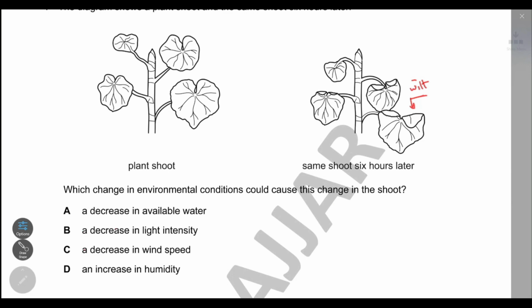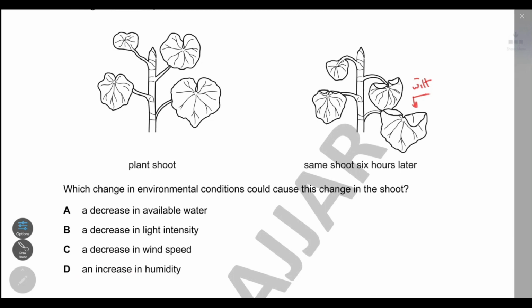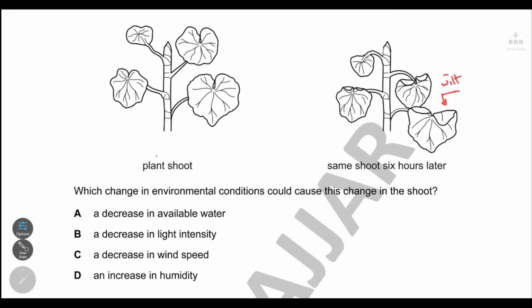If you look here: A, a decrease in the availability of water. B, a decrease in light intensity. C, a decrease in wind speed. D, an increase in humidity. Let's judge every single option. A, a decrease in the water available. Yeah, if there is less water available, the plant will wilt. That's true, but we still need to look through the rest.